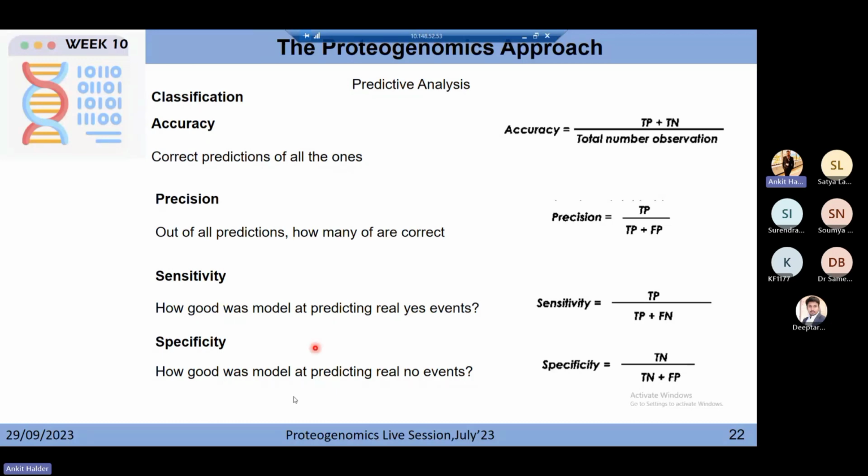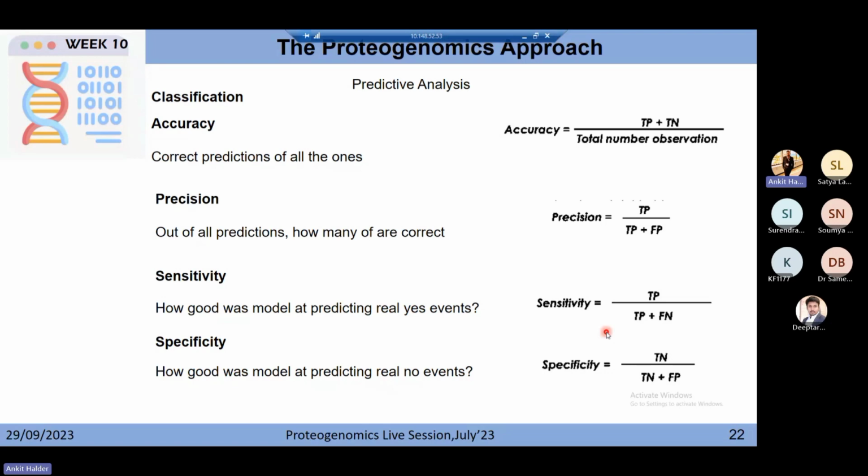How good was the model at predicting real yes events? Real yes events means true positives. This term is only saying that it was positive, so in the denominator it will have the true positives as well as the false negatives. So why false negatives?